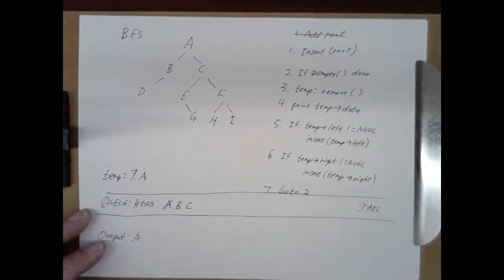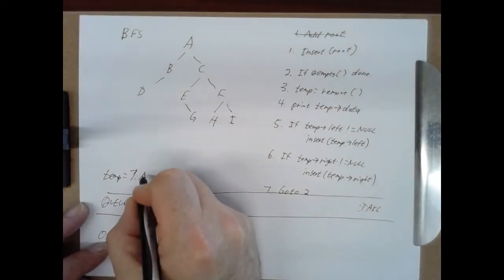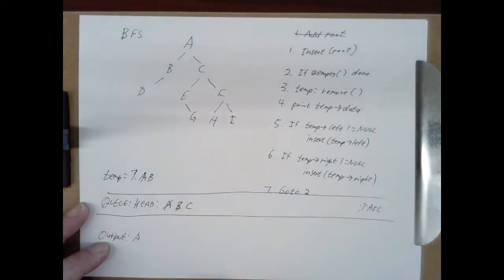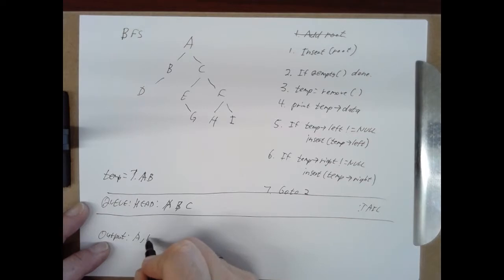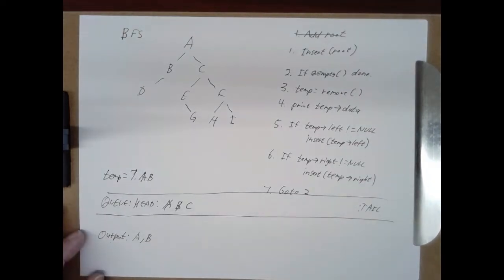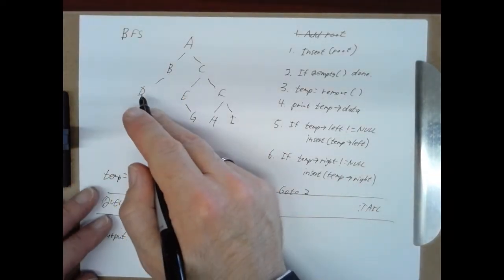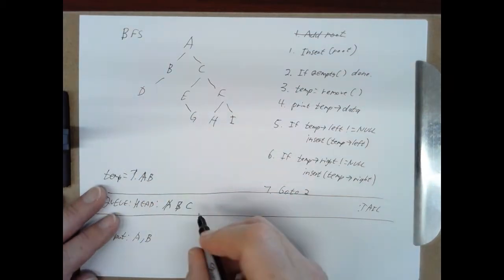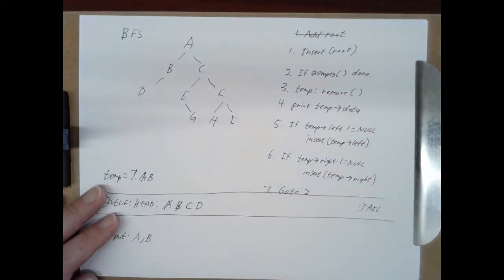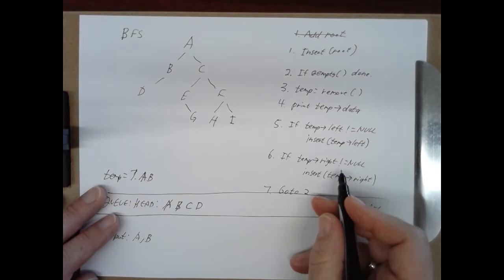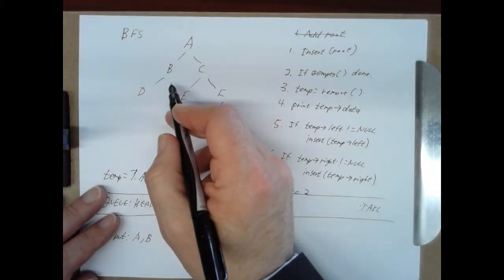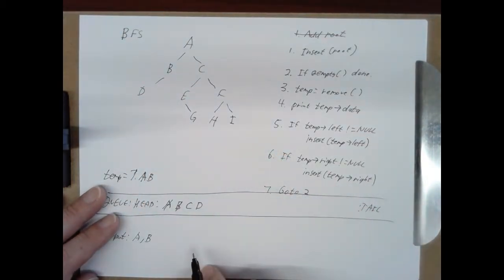Queue is not empty, remove the head of the queue, that's B, that's our new value for temp. Print out its data. And I'm printing a comma before each thing except for the first one. And then if temp left is not null, well, B's left child is D, that's not null. Push that onto the queue. If temp's right is not null, well, B's right child is null, so there's nothing to push there. Go back to step 2.